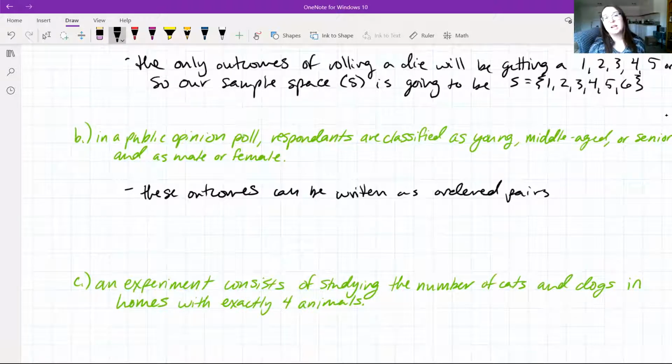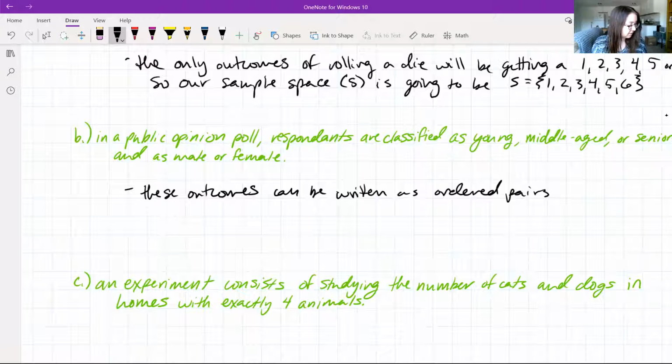The ordered pairs allow us to match each one of the different categories with the other, because we're thinking of all the different outcomes we can have. We take one category, match it with each of the others, and then do the same for the other category. So we would need a young male, a middle-aged male, a senior male. Now we have all the males, so we go on to females. We need a young female, a middle-aged female, and a senior female to create our sample space.